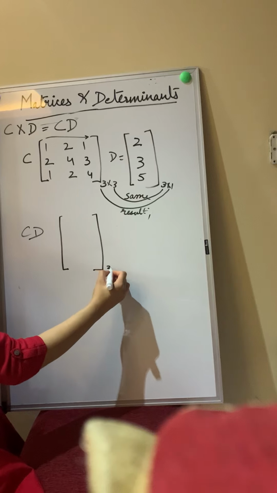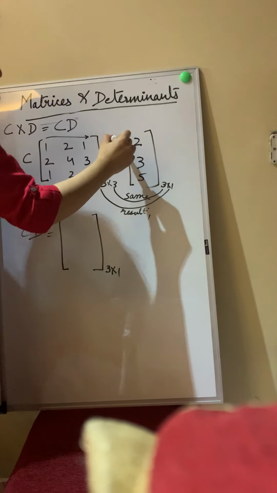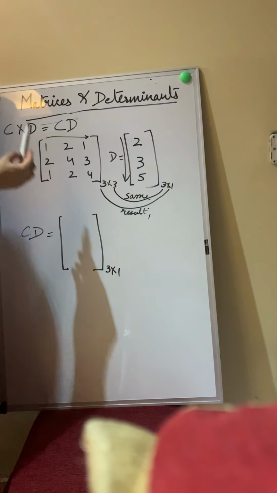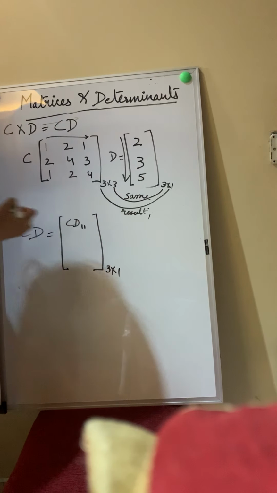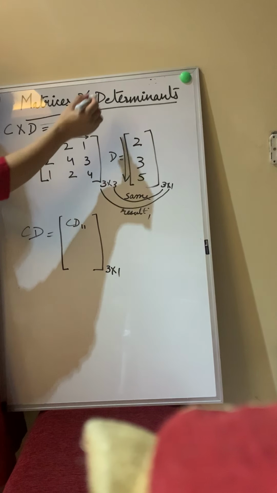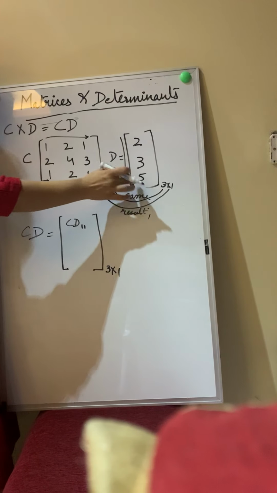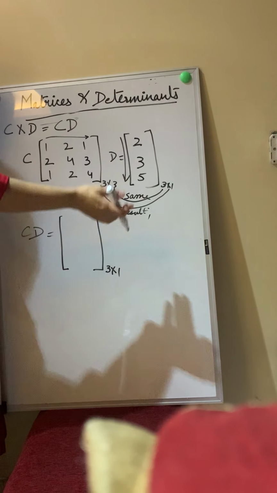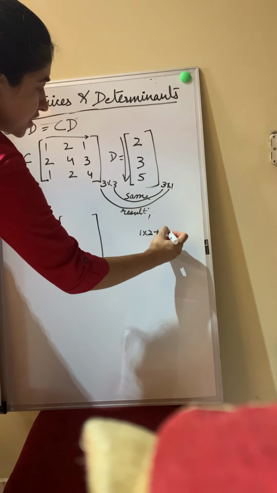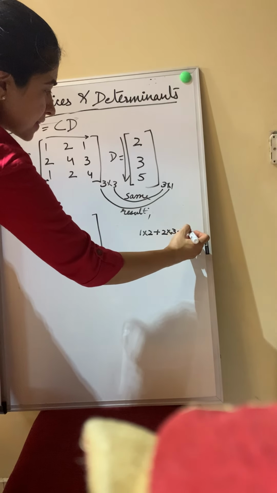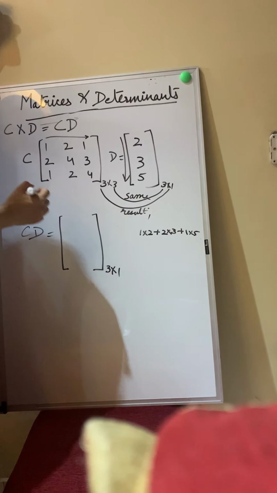So it will have 3 rows and 1 column. So this is the resulting matrix. Now we will multiply. The first element is CD11. First row, first column. 1 into 2, 2 into 3, 1 into 5. So we can do it separately. 1 into 2 plus 2 into 3 plus 1 into 5. So 2, 6, 5. It's 13.